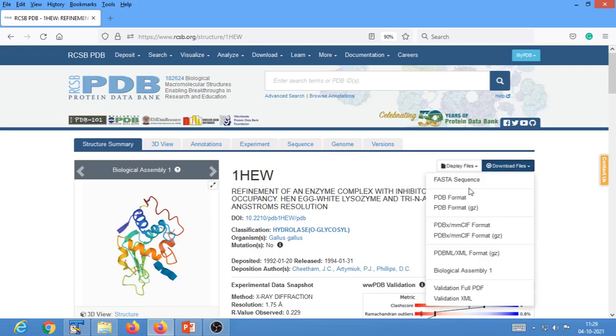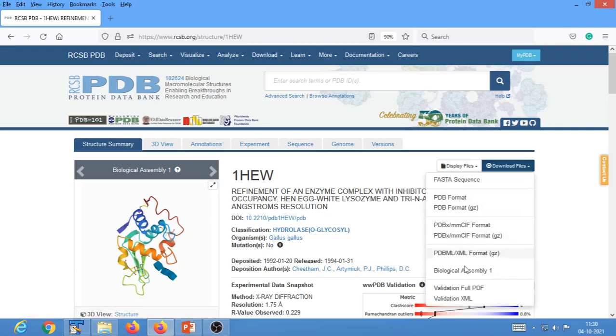There are a lot of other formats offered to you, in which you can download the structural information of your model. For example, you can download the sequence of that protein molecule in FASTA format. You can download the PDB file in text format. You can download that molecule in PDB format with the extension .gz. You can also download this structural data in mmCIF format or XML format. There are a lot of options.